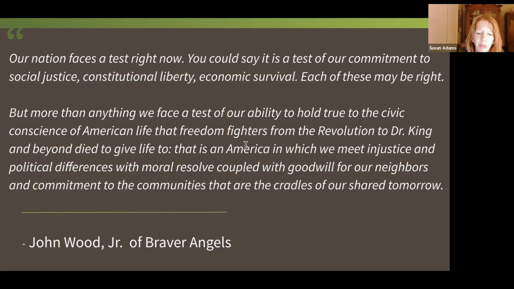And I think that last bit is the important bit for me. This is what we as leaders in CCL and what your leadership is really all about. It's bringing that goodwill and this commitment to the communities that are the cradles of our shared tomorrow.